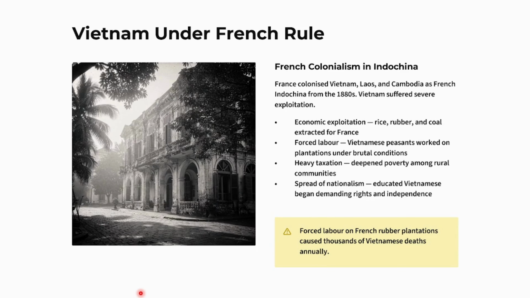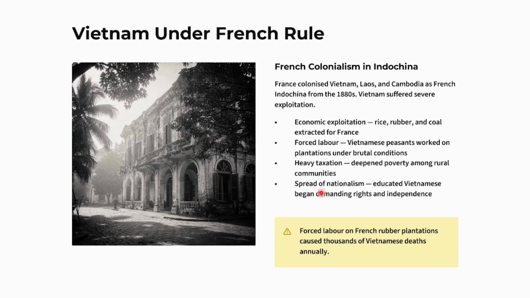So Vietnam under French rule. So here, French colonialism in Indochina. The French colonized Vietnam, Laos and Cambodia as French Indochina from the 1880s. So Vietnam suffered severe exploitation. There is economic exploitation. So rice, rubber and coal were extracted for France, along with forced labor. So Vietnamese peasants worked on plantations under brutal conditions. So heavy taxation deepened the poverty among rural communities.